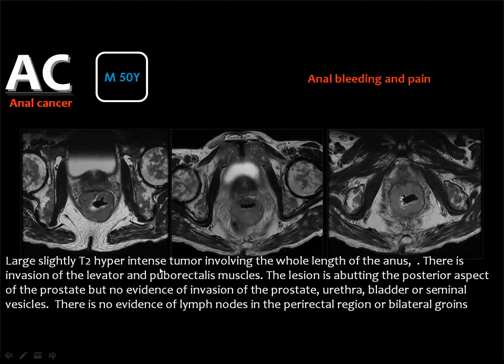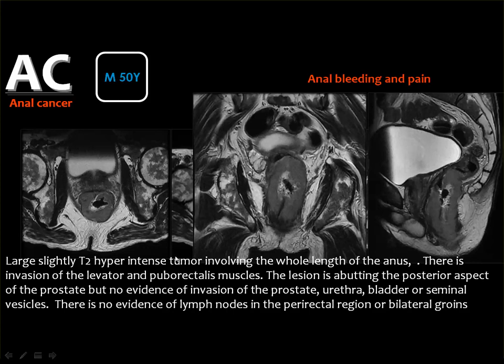And this is an example of an anal cancer totally infiltrating the circumference of the anal canal in the axial images, and in the coronal and the sagittal images, and you can see that the tumor has involved the whole length of the anal canal and may progress into the distal rectum. As you remember, this is the level of the levator ani muscle from the previous anatomy discussion.